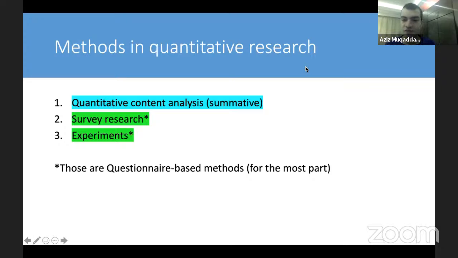But then we have survey research and experiments, which we're going to cover for the remainder of this semester, right? And those two, survey research and experiments, are questionnaire-based methods for the most part, right? So they are methods by which you have questionnaires that research participants respond to or answer, and then you analyze their responses.